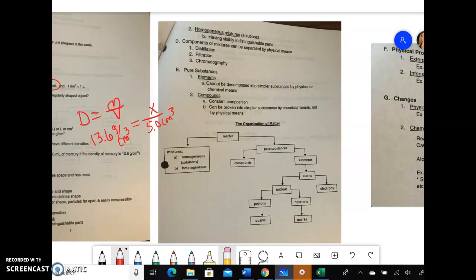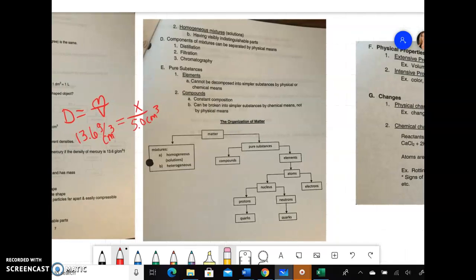All right, that leads us to elements versus compounds. So these are called pure substances, which means it's harder to break them down. So an element means that it cannot be decomposed into a simpler substance by physical or chemical means.